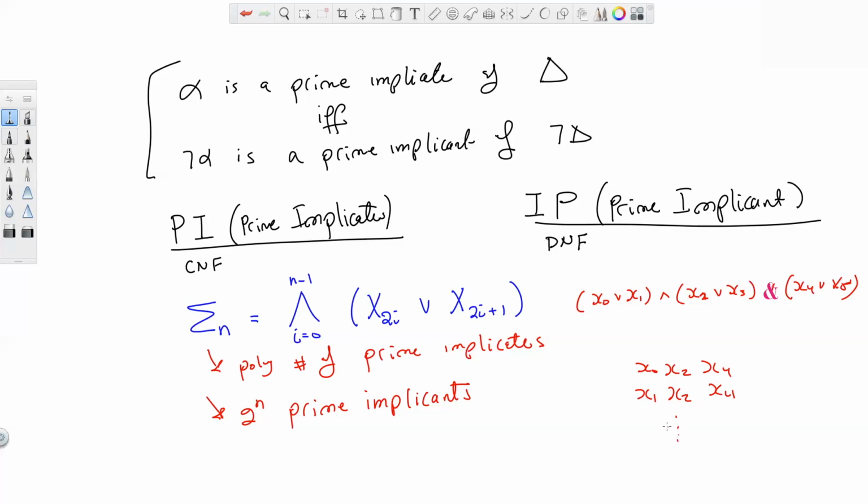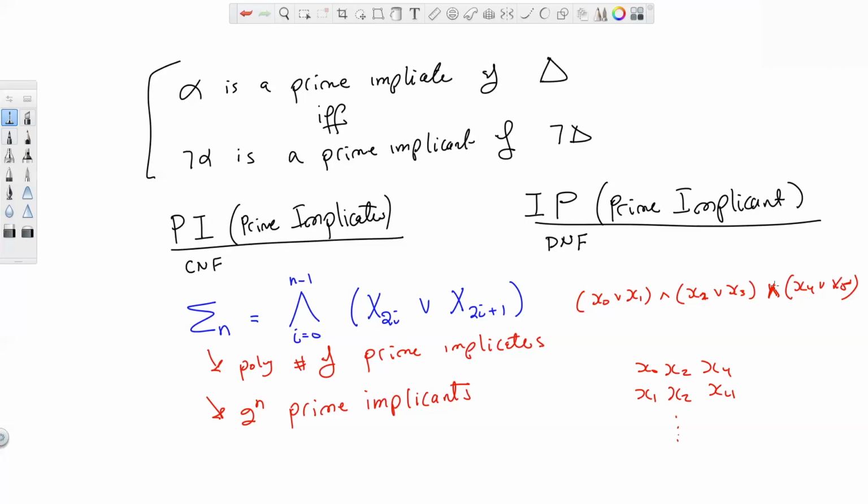And none of these can be shortened. There is no way to satisfy this without satisfying one of each of these clauses. You can see what's going on. So I had a polynomial number of prime implicates, but an exponential number of prime implicants.